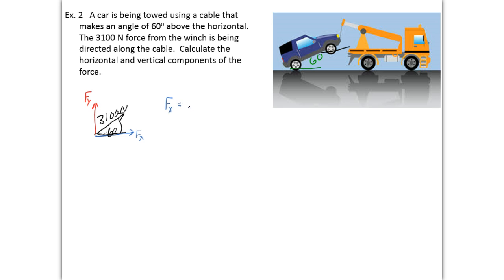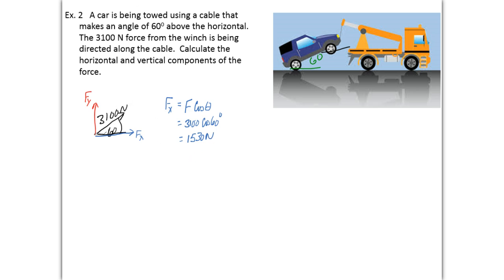Force horizontal, or on the x-axis, is the force that's being applied times cosine of the angle. So the force that's being applied, you were told, is 3,100 newtons, and cosine of 60 degrees. So you should get an answer of 1,530 newtons.